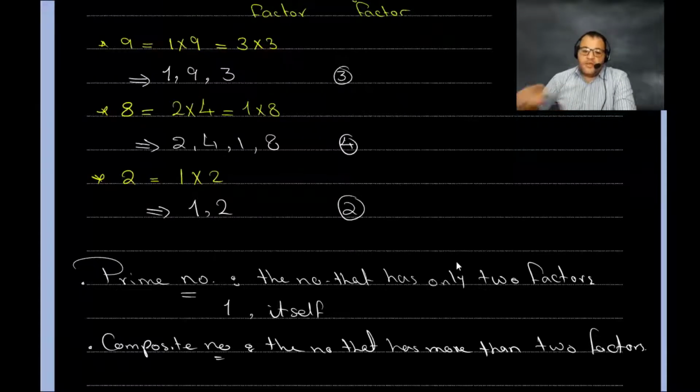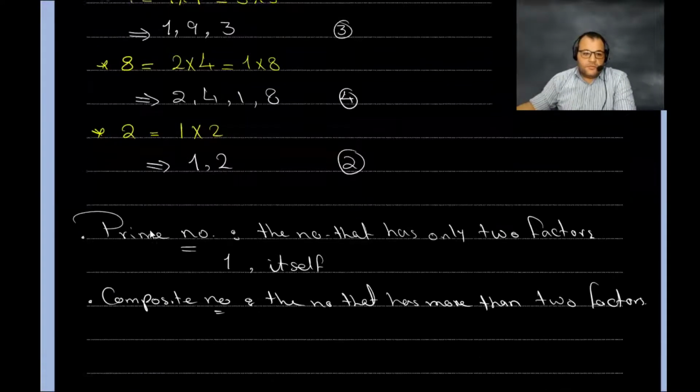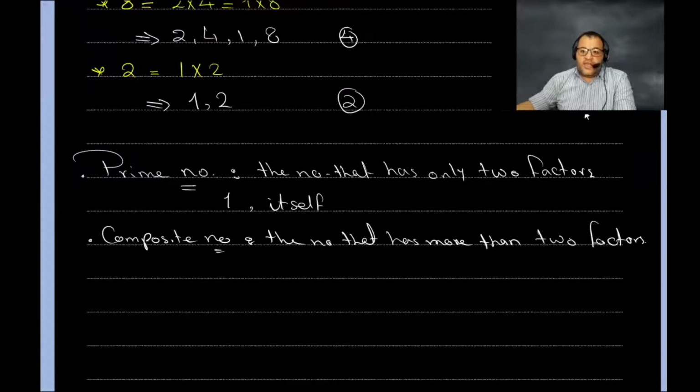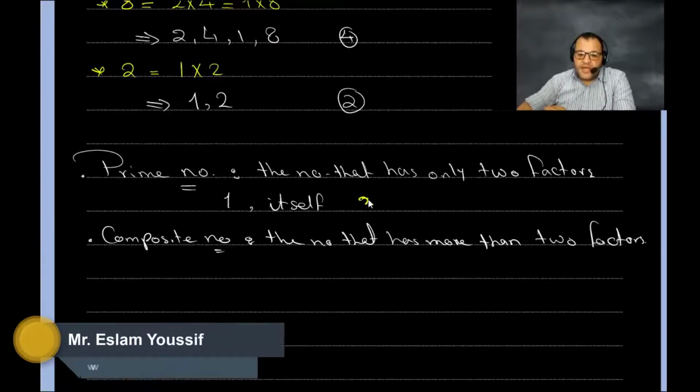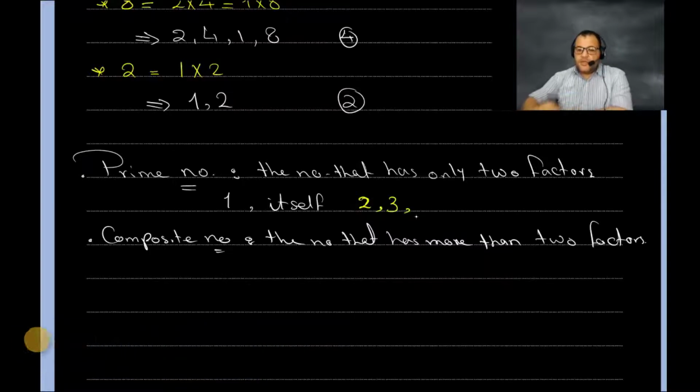Waleed, can you give me an example for the prime numbers? Like 3. Like 3. What is the first number? The first number is 2. 2 is the smallest number that has 2 factors. And what else? You said 3. Can you give me another number that has only 2 factors?